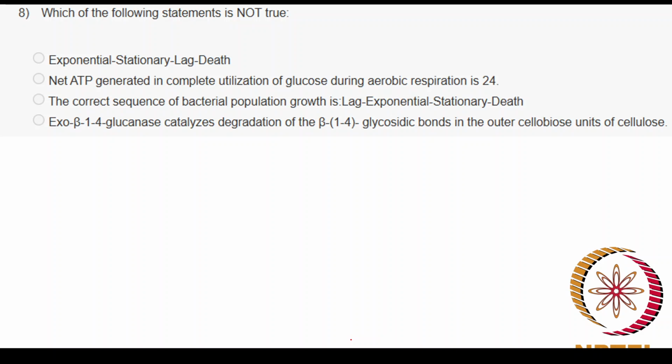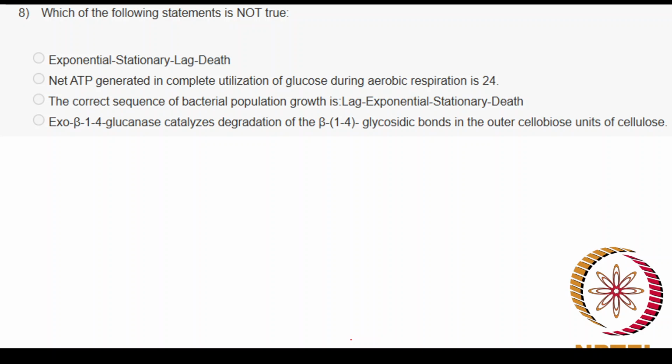Net ATP generated in complete utilization of glucose during aerobic respiration is 24. Net means, because we know in the process of glycolysis some ATPs are consumed in the first phase, right? So net ATP means gross minus the consumed ones. The correct sequence of bacterial population growth is lag, exponential, stationary, death, which is the first one.